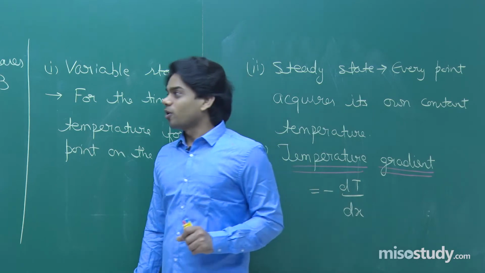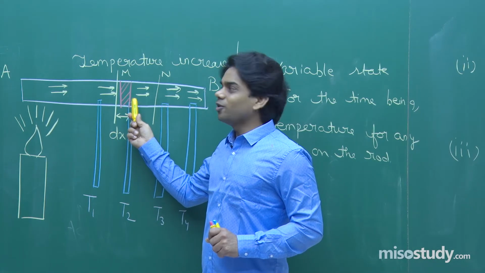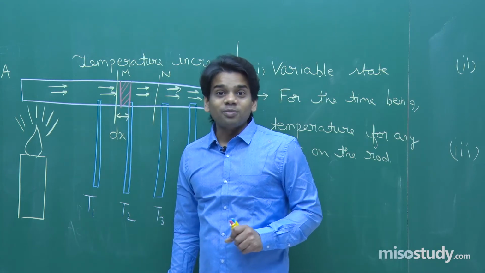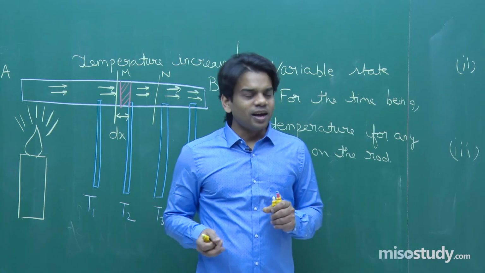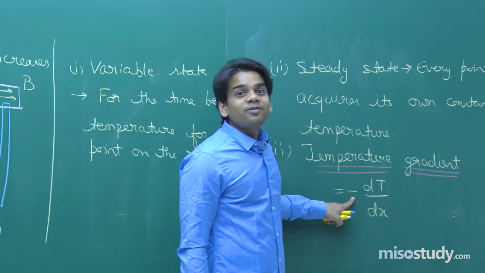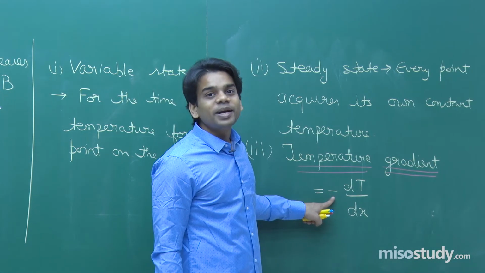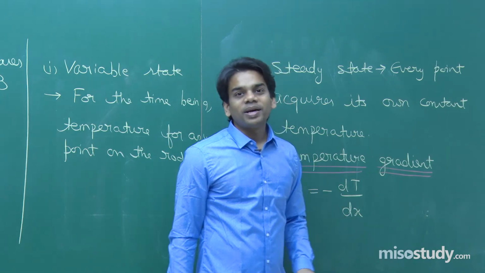Change will be negative here, because this end is having a lower temperature, a lower value minus a higher value. That means we are going to get a negative value. To keep the temperature gradient positive, I am multiplying a minus sign here. That will give me minus dT by dx, which will give me a positive value. Hence, temperature gradient is minus dT by dx.